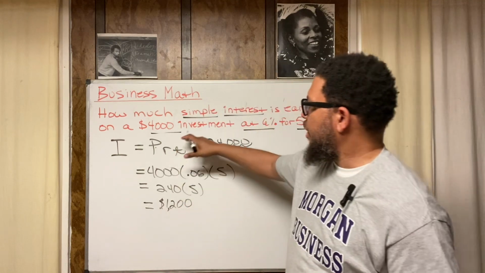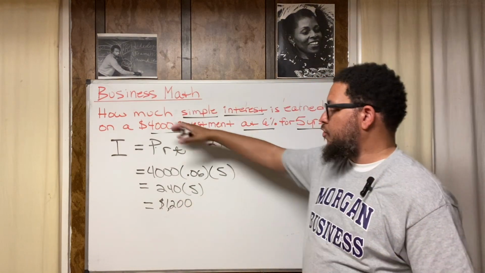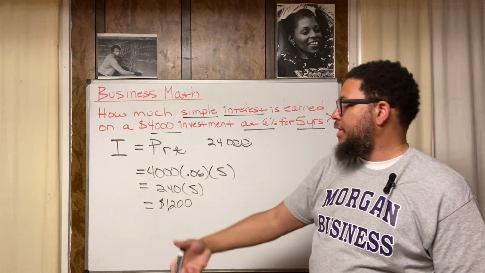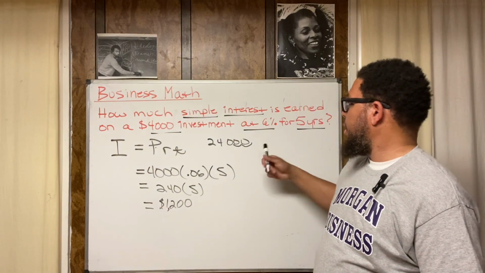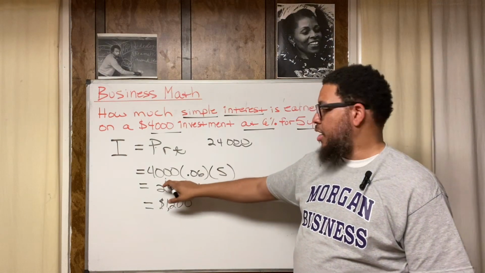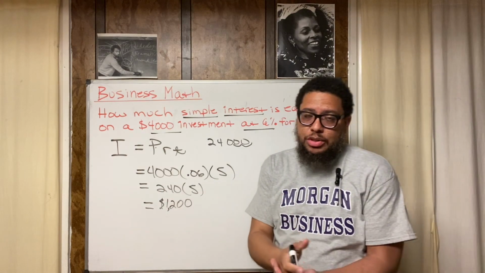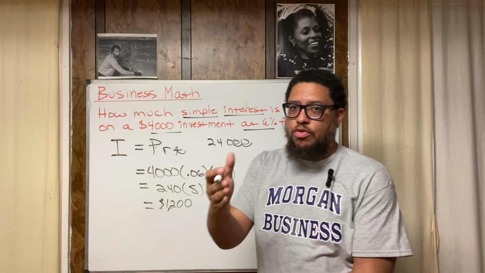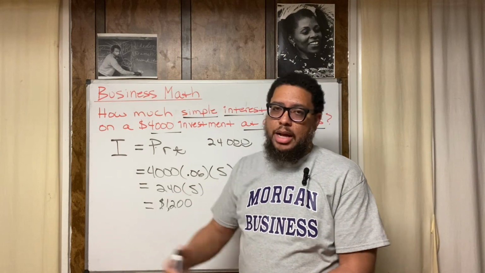$1,200. So that means that after 5 years, you take 4,000, right? Invest it at a 6% interest rate. After 5 years, you're going to have $1,200 because every year you're getting 240. Every year you're getting the same 240. That's why it's simple interest, like I told you. Every year you get the same $240, right?